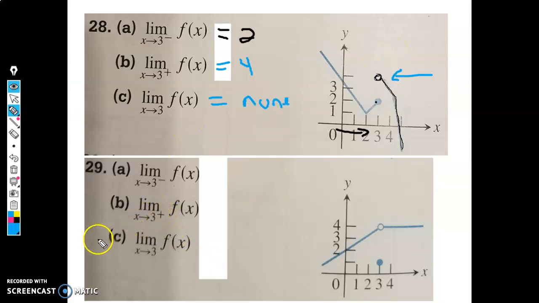All right, compare that to question 29 here. Okay, as we approach 3 from the left, so let me switch to a different color here. So we're approaching 3 from the left, we get the number 4. Okay, as we approach 3 from the right, hey look, we get the number 4 too. So the combination of both of them, they're agreeing here, the limit as x approaches 3 altogether is equal to 4. All right, so hopefully that's enough to help you with the homework there.